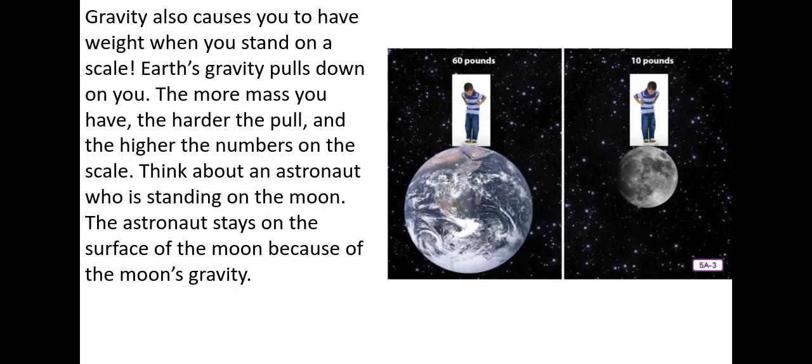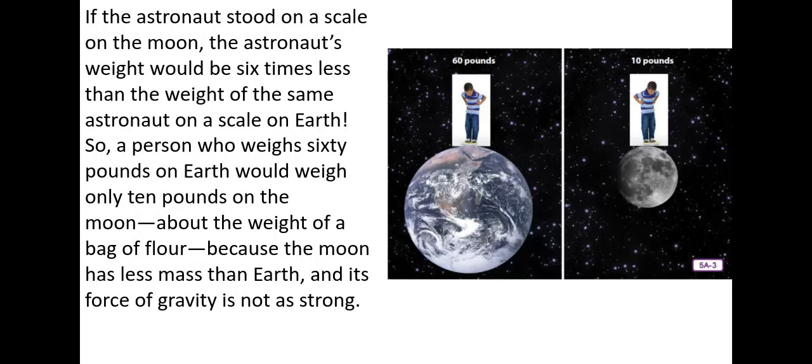Think about an astronaut who is standing on the moon. The astronaut stays on the surface of the moon because of the moon's gravity. If the astronaut stood on a scale on the moon, the astronaut's weight would be 6 times less than the weight of the same astronaut on a scale on Earth. So a person who weighs 60 pounds on Earth would weigh only 10 pounds on the moon, about the weight of a bag of flour. Because the moon has less mass than Earth and its force of gravity is not as strong.